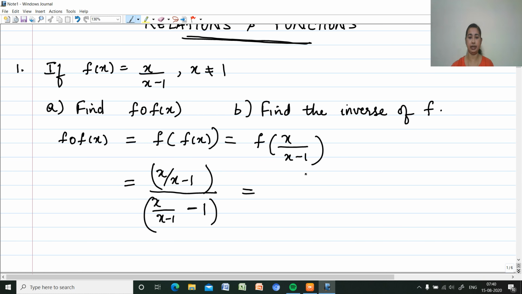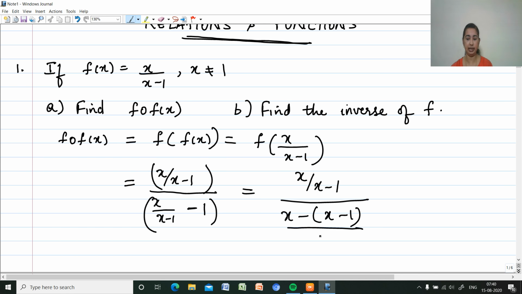Now this can be written as, numerator is x by x minus 1 itself divided by, denominator we can cross multiply, that is x minus 1 by x minus 1. In the numerator and denominator we can see that x minus 1 is common, that can be cancelled. We'll get x by x minus x plus 1, that is x by 1, which is equal to x. So we got f composition f of x equal to x.